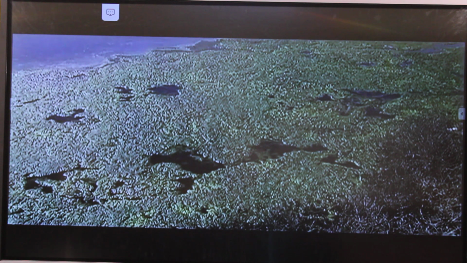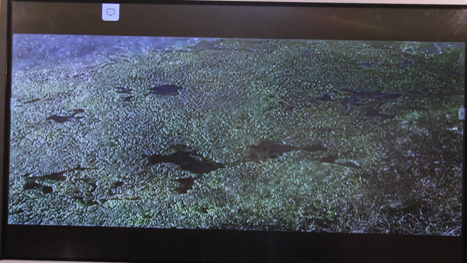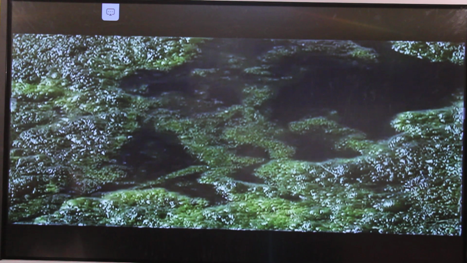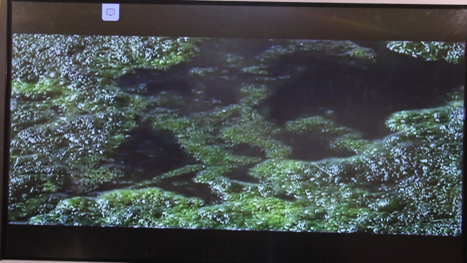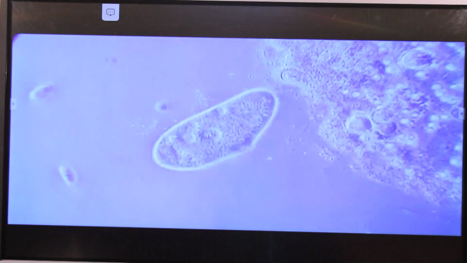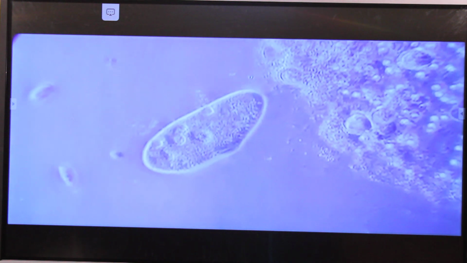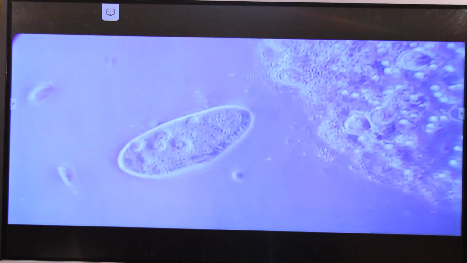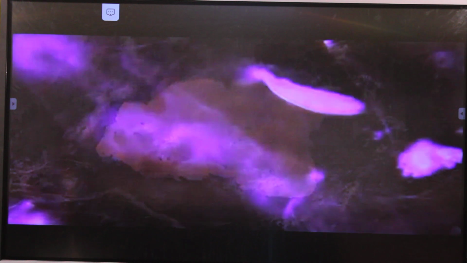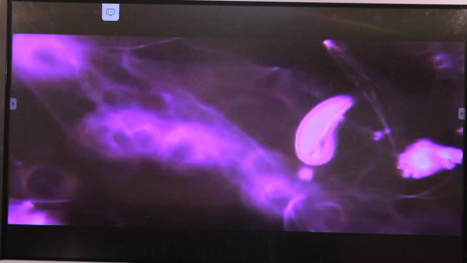Various modes of nutrition are represented in kingdom Protista. The algae of kingdom Protista are autotrophs that trap solar energy and convert it to chemical energy through photosynthesis. Predatory protists like amoeba and paramecium are heterotrophs that obtain energy and nutrients by capturing and ingesting prey. Many fungi-like protists are saprotrophs, which absorb nutrients from dead or decaying organic matter, while a variety of protists are parasites.